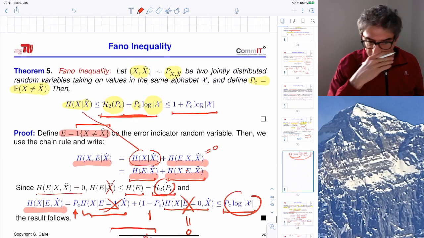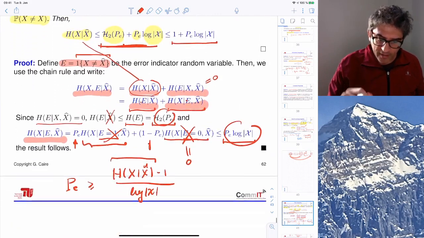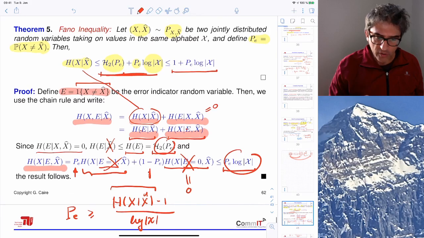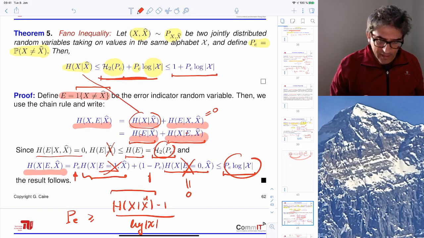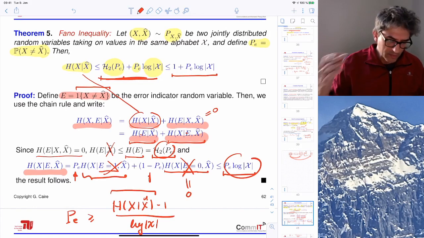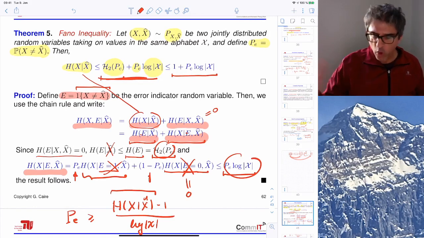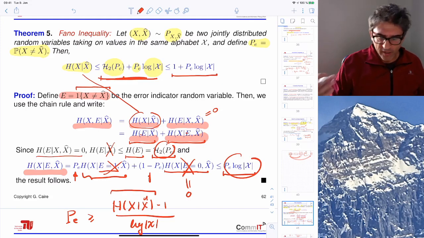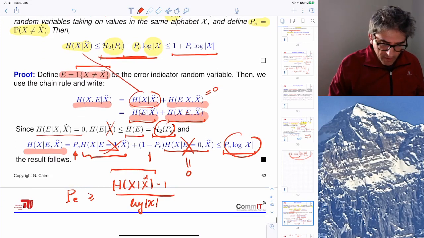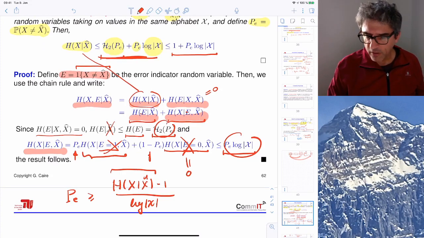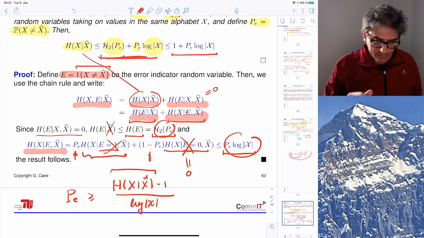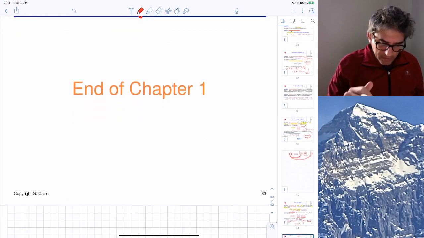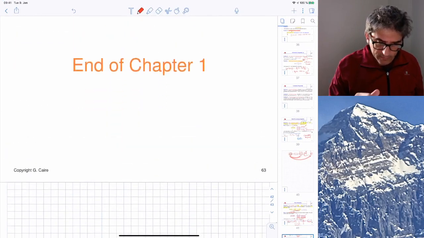Okay, so this will be instrumental in finding what are called converse results to, for example, the channel coding theorem, which is a nonexistence proof. Basically, we will prove that there is no coding system that achieves low error probability when transmitting at a rate above capacity, and Fano's inequality will be the fundamental tool to prove these converses. Okay, so this is the end of chapter 1. Admittedly, it's a lot of material.